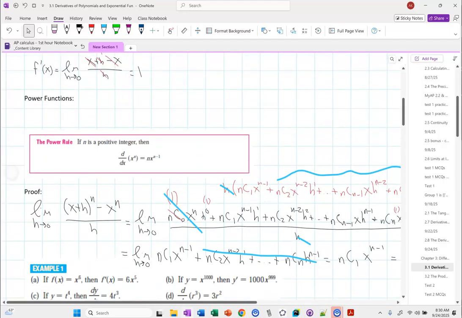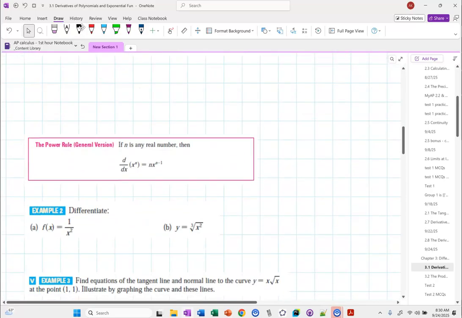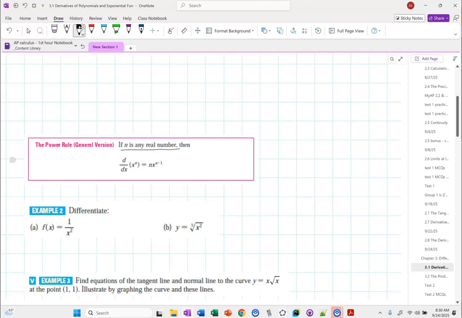Now notice before, it said positive integer, but that's updated now. Why is it on there twice? Well, it's actually two different rules. This second rule covers the first one, because a positive integer is a real number, but this one works for any real number.